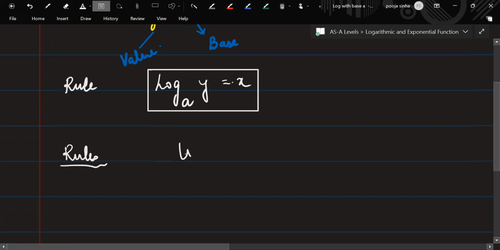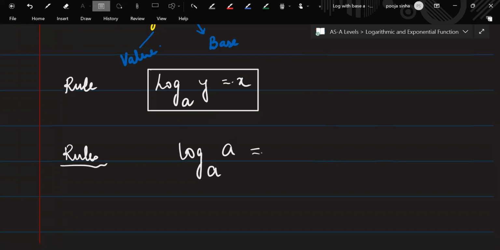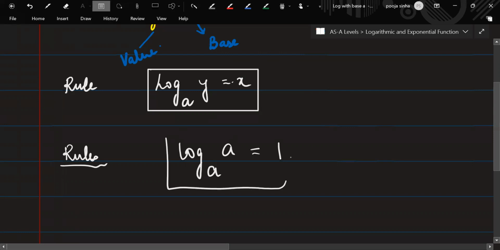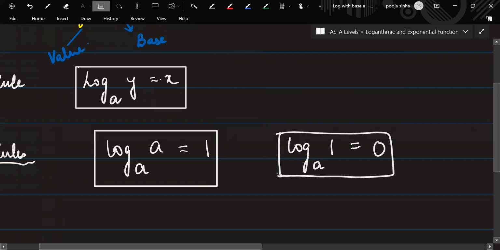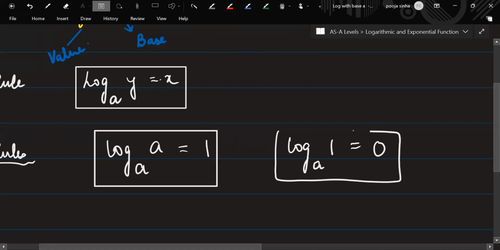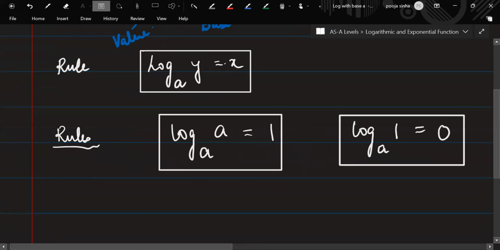What will happen if I have log A to the base A? What should be the answer for this? 1. It should be 1. Very good. Next. What should be log of 1 to the base A? 0. Very good, because A raised to power 0. Isn't it very similar to what we've done before? Even for base 10, it's the same thing. These rules don't change much. Next rule.